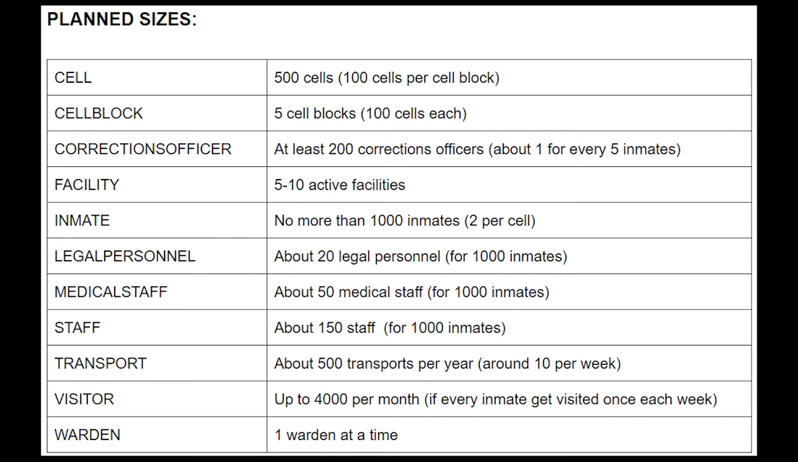And so, as a quick rundown of some of our plan sizes and business rules, ideally there would be 500 cells, 100 cells per cell block, making it about 5 cell blocks in total. There would need to be at least 200 corrections officers, between 5 and 10 active facilities, and no more than 1,000 inmates. There would be about 20 legal personnel for the entire population of inmates, as well as about 50 total medical staff. Facility staff would amount to about 150 personnel, and there would be 500 transports per year. There could be up to about 4,000 visitors per month, and of course there would only be one warden.